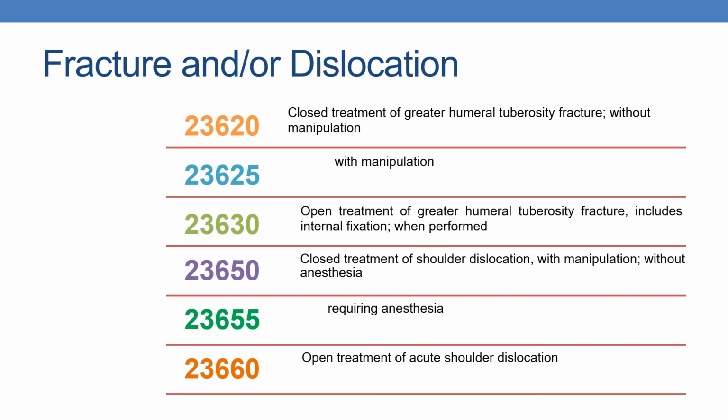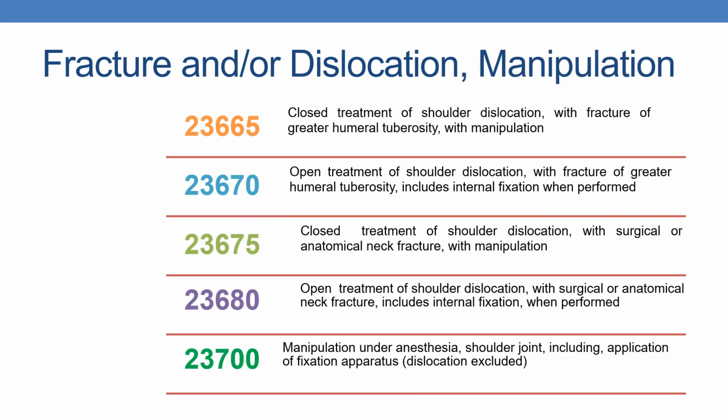The next is 23660. Open treatment of acute shoulder dislocation. The next CPT is 23665. Closed treatment of shoulder dislocation with fracture of greater humeral tuberosity with manipulation. The next is 23670. Open treatment of shoulder dislocation with fracture of greater humeral tuberosity including internal fixation when performed.